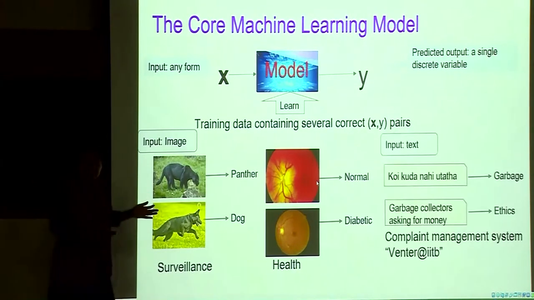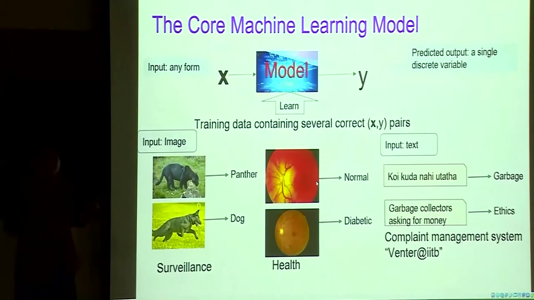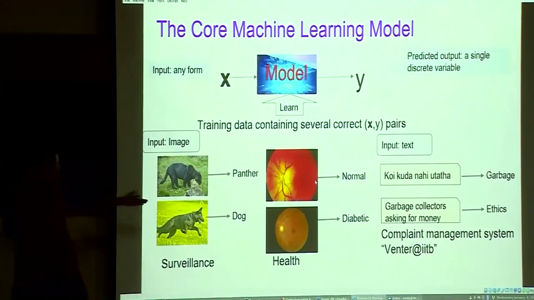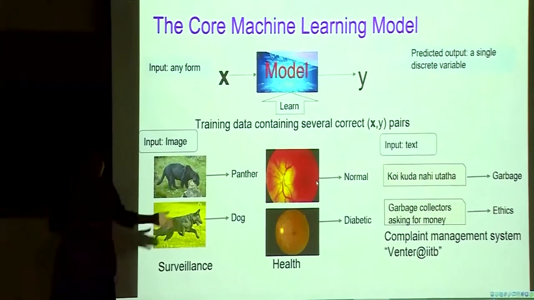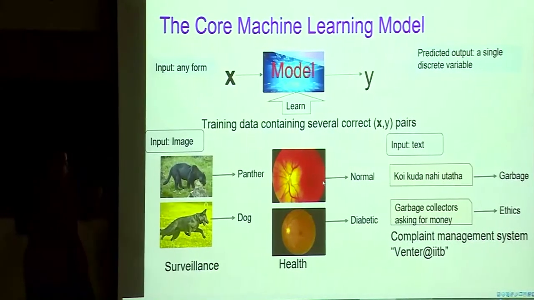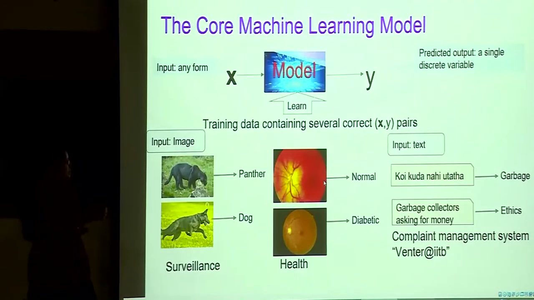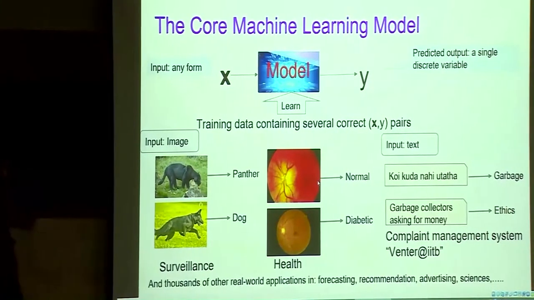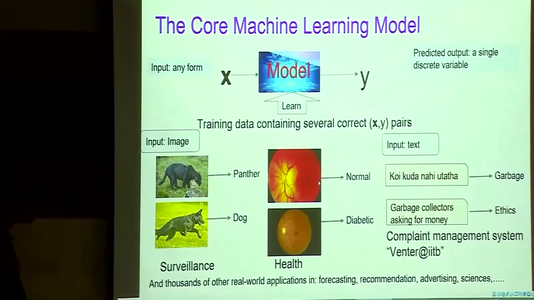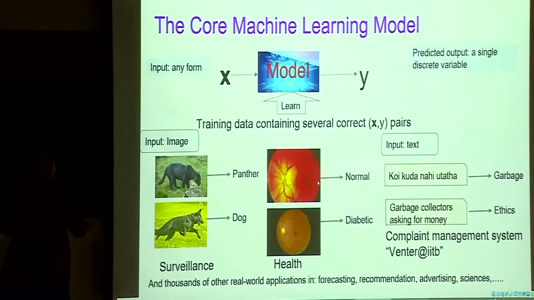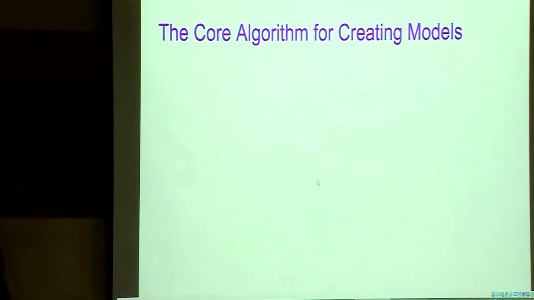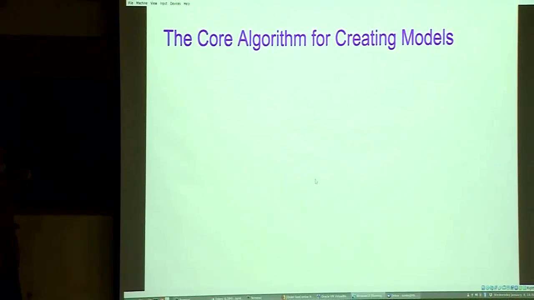When the input is a text, you give the computer the power to read and to understand natural language. So for example, we have a project called Venter, where we try to route consumer complaints, like citizen complaints, using a text classifier. And there are lots of other applications, thousands of applications in forecasting, recommendations, advertisements, in the sciences, in education. The list keeps going.